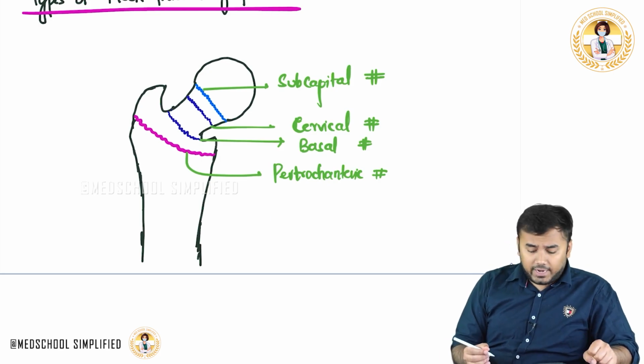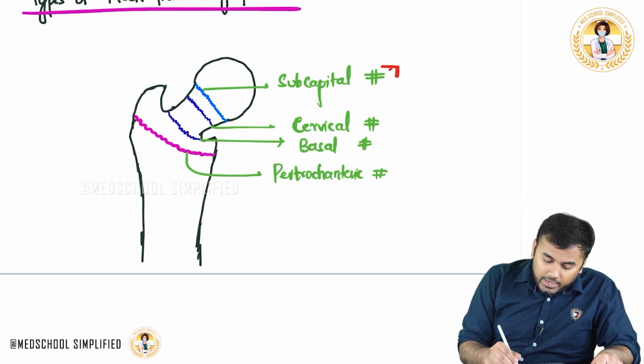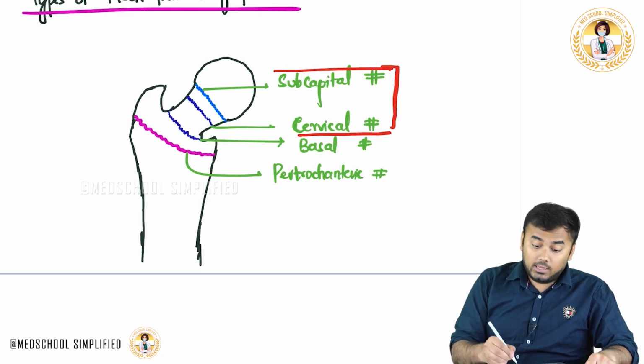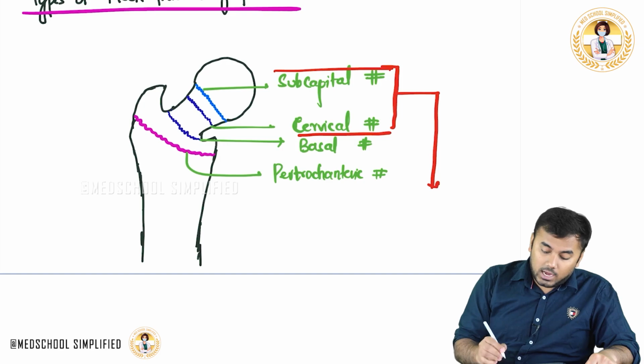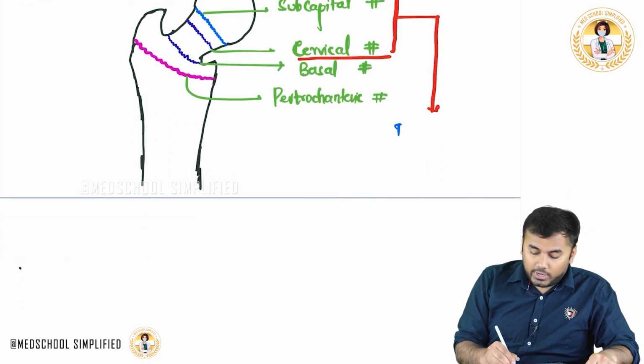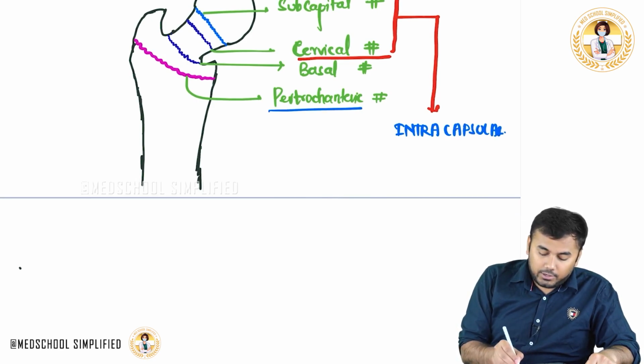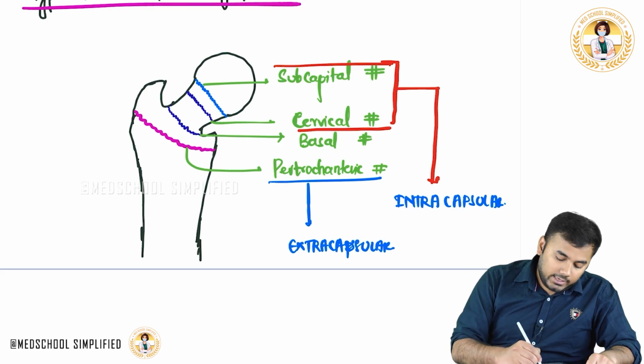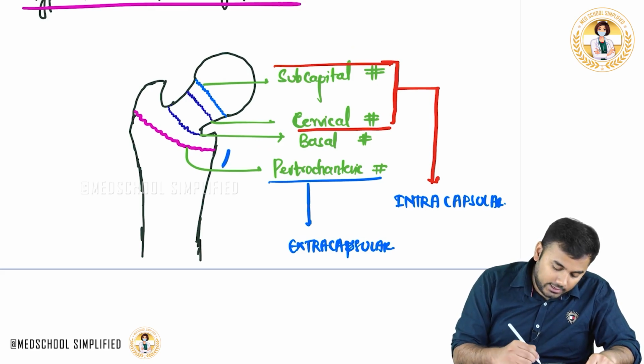Now out of all these fractures, which fracture is very important to us? Which are dangerous fractures here? One is your subcapital as well as cervical fracture. These two fractures are dangerous. Why? Because these two fractures are intracapsular. They are located within the capsule. Whereas if you see pertrochanteric fracture, this is extracapsular. It is outside the capsule.